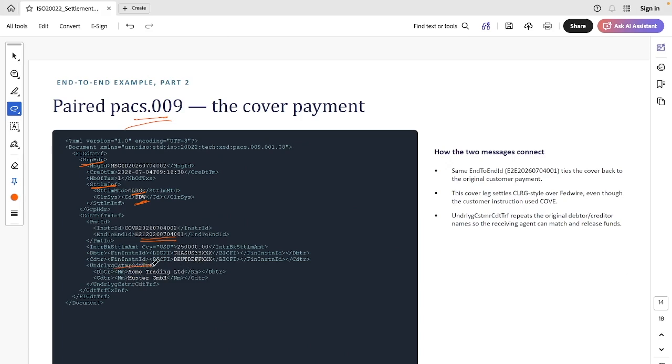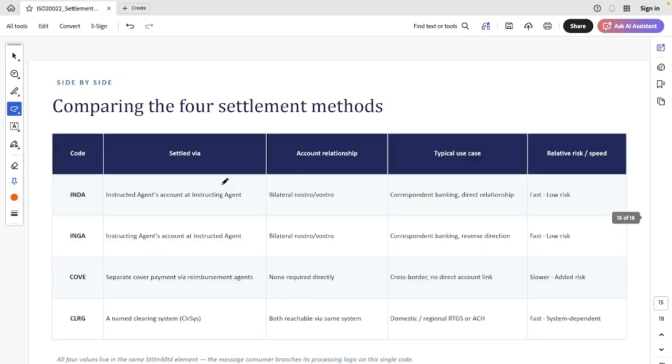Here it's an underlying customer credit transfer. This helps the receiving bank match the cover funds with the original customer instruction. And that is how ISO 20022 supports transparency and traceability in cross-border payments. Okay, now this slide gives us a side-by-side comparison between all the four settlement methods.